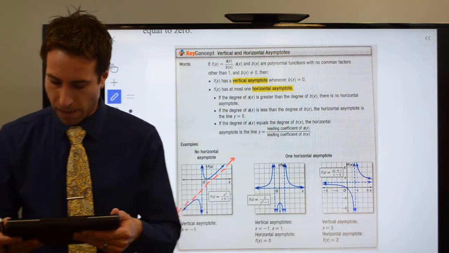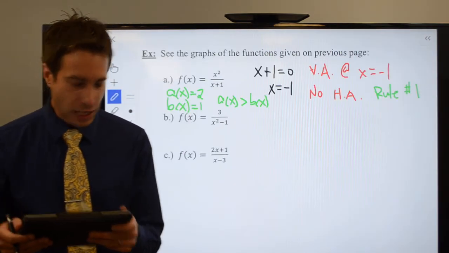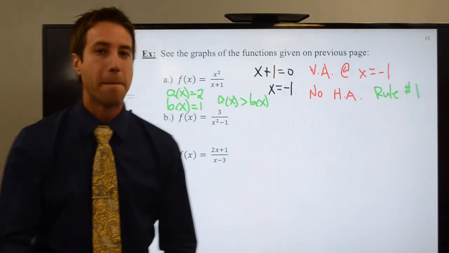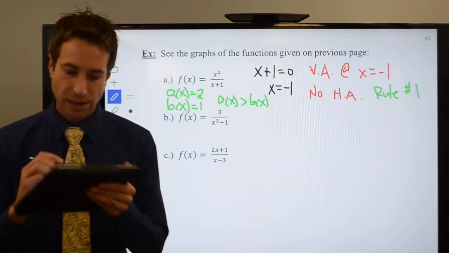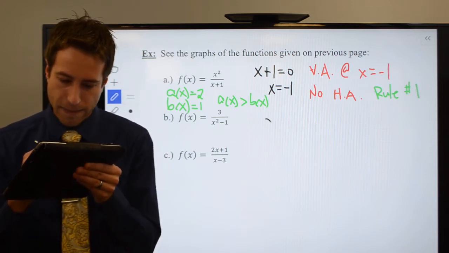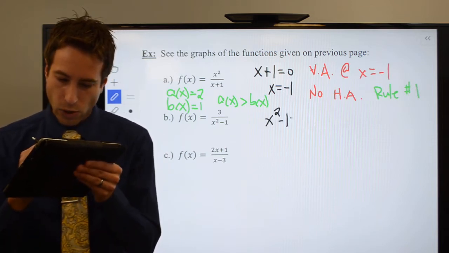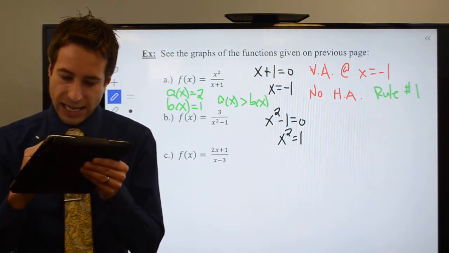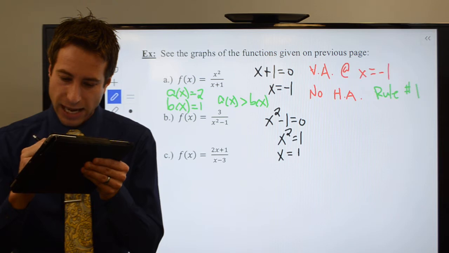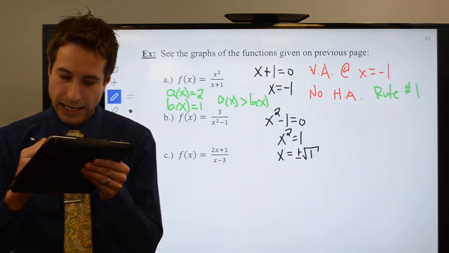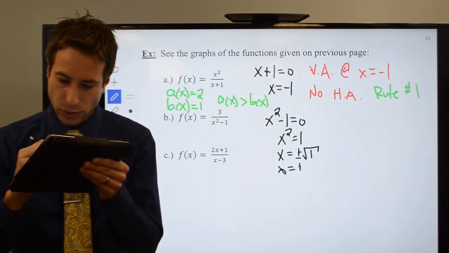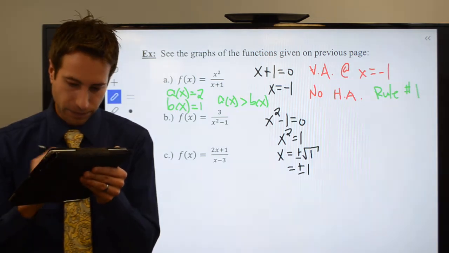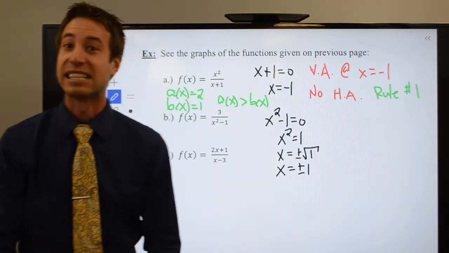Let's try a couple more. Back to this page. Here we go. I have another one for you. F of x is equal to 3 over x squared minus 1. Start by finding the vertical asymptote, and I do that by setting x squared minus 1 equal to 0, which means x squared is equal to 1. Take the square root of both sides. Don't forget to do plus or minus, and x is equal to plus or minus 1.